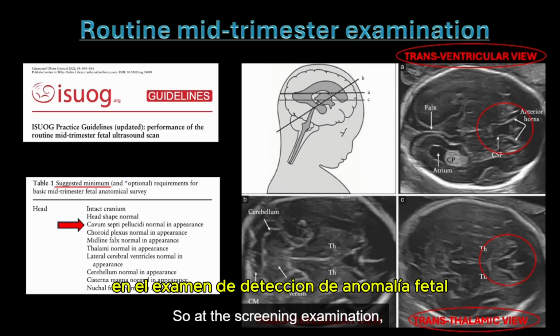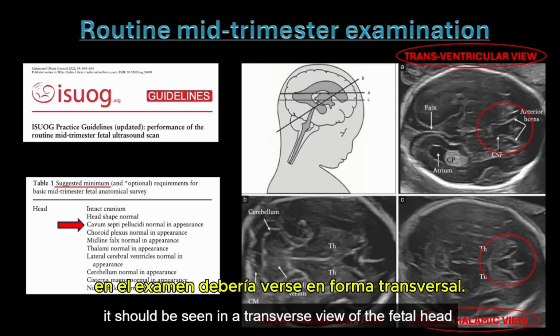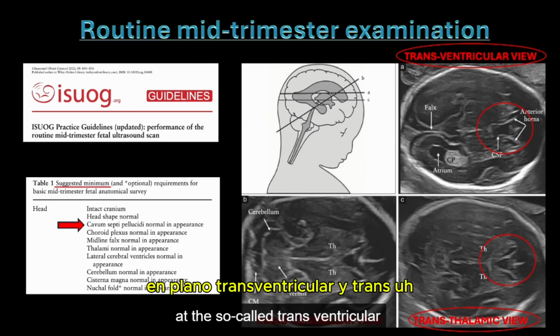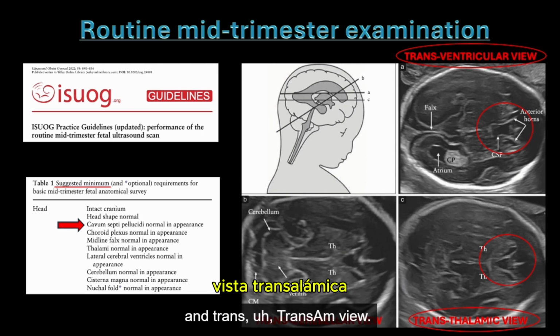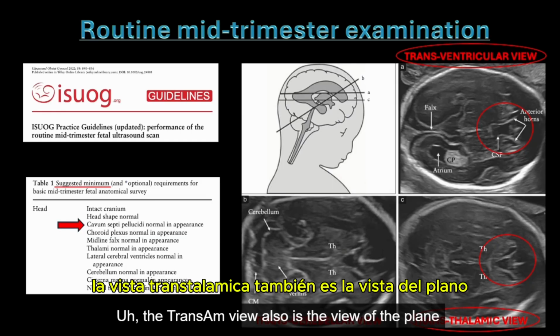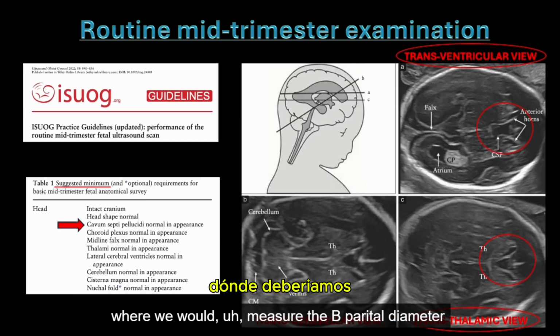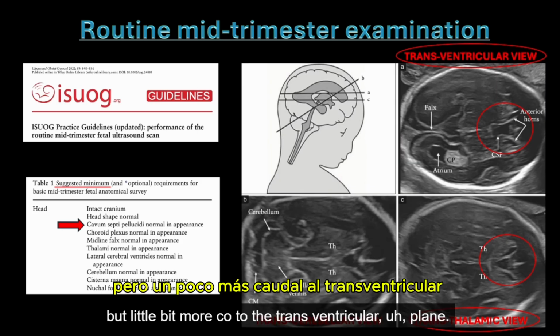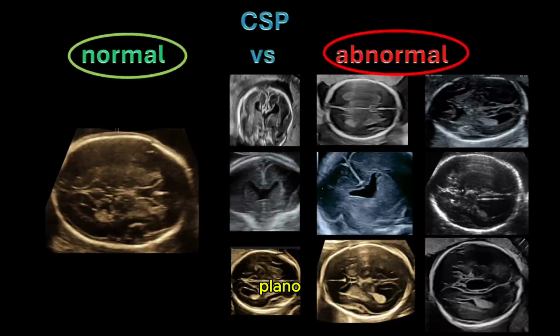So at the screening examination, it should be seen in a transverse view of the fetal head at the so-called transventricular and transthalamic view. The transthalamic view is also the plane where we would measure the biparietal diameter and the head circumference, and that plane is parallel but a little bit more caudal to the transventricular plane.